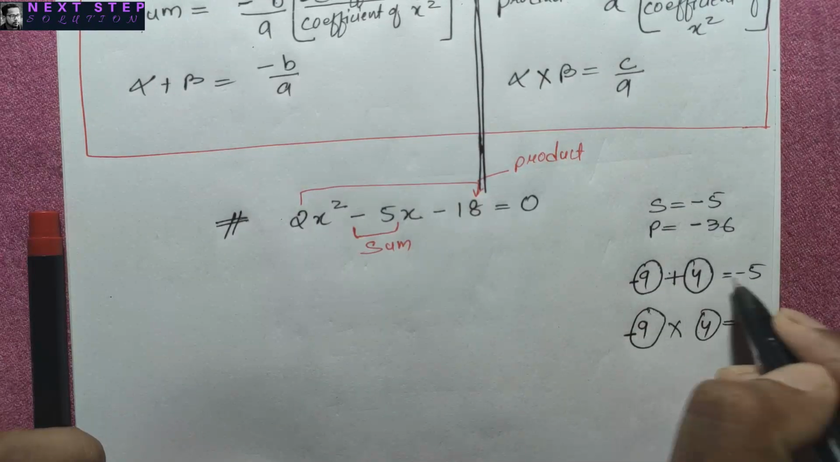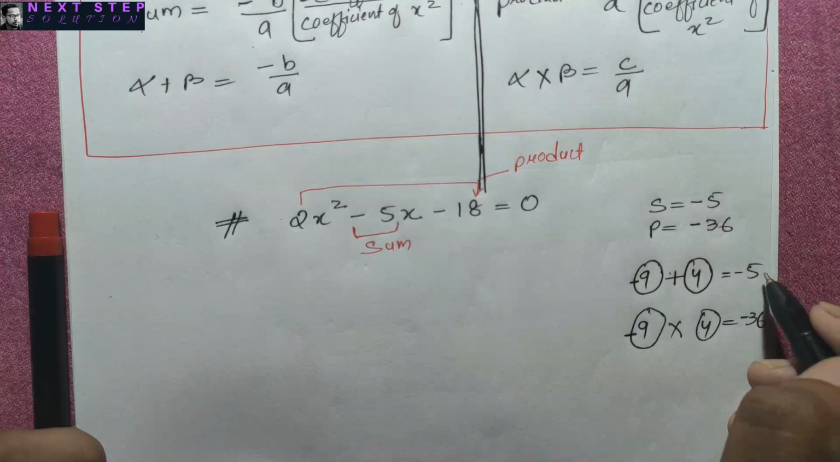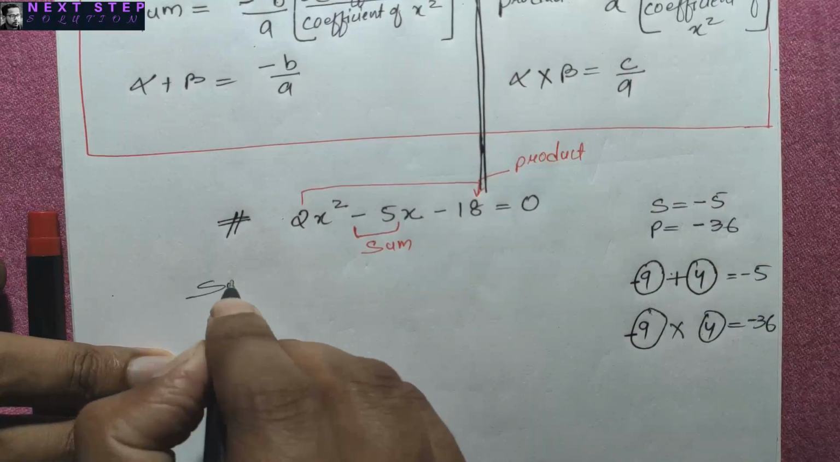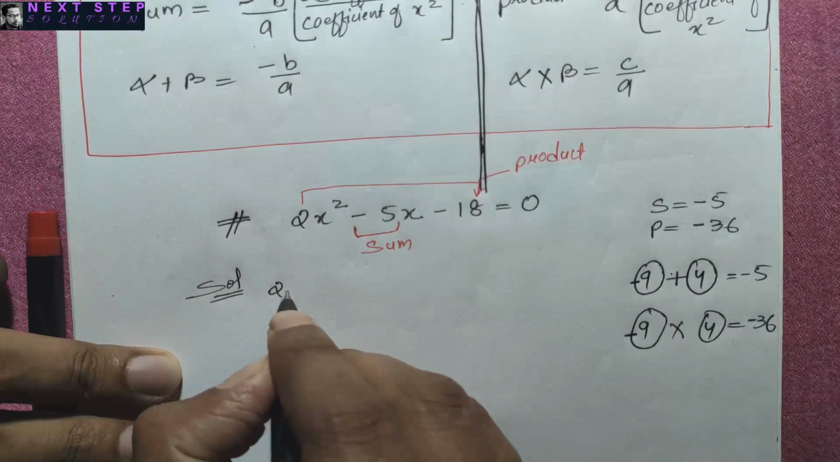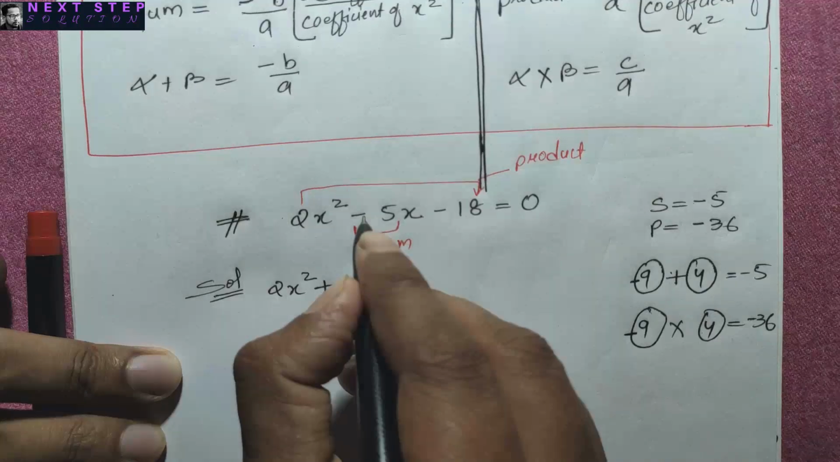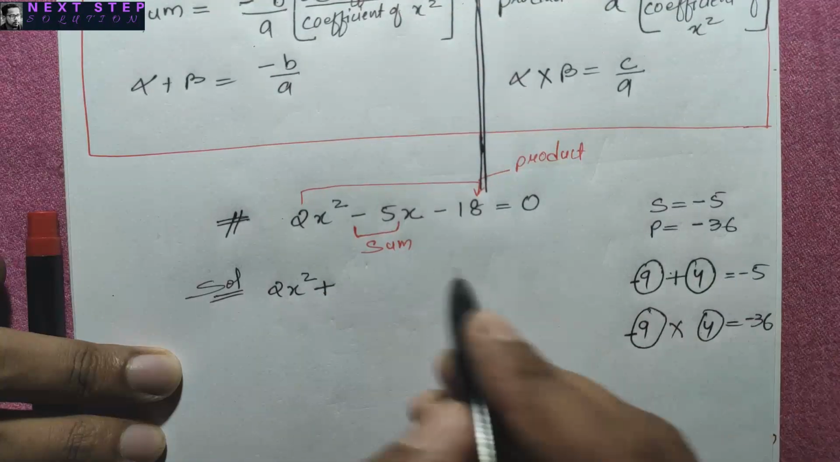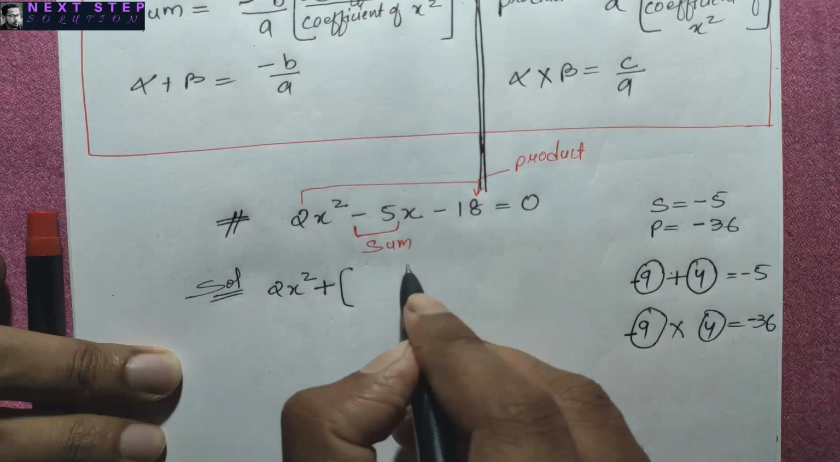9 minus 9 plus 4 will give minus 5. So these two are the numbers. Now we proceed by writing this as 2x square. We always take plus, even if it is minus we take plus because minus we have taken here. Now the two numbers we shall write here.